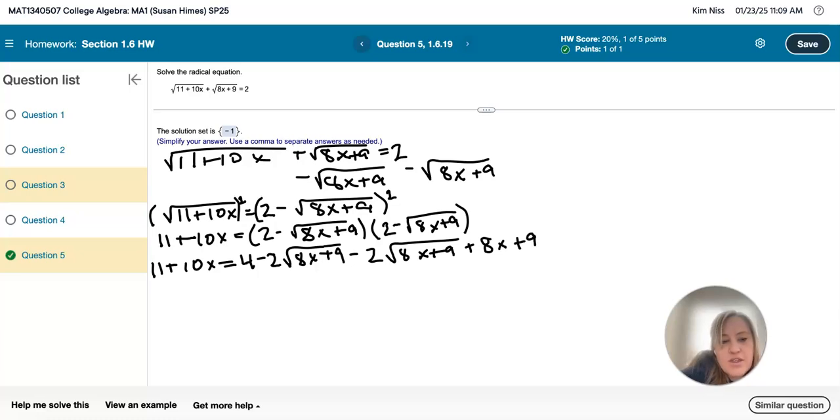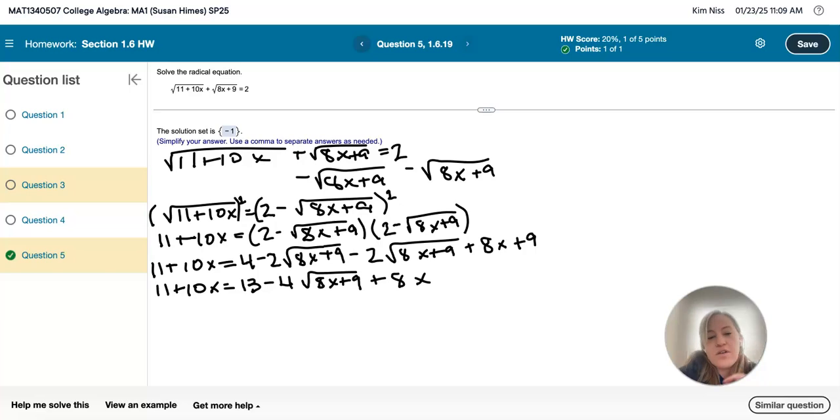And now on the right hand side, you can simplify a little bit by adding like terms. So you have this 4 and you have 9, so that leaves you with 13. Negative 2 square root 8x plus 9 minus 2 square root 8x plus 9 leaves you with minus 4 square root 8x plus 9. And then you have this 8x.